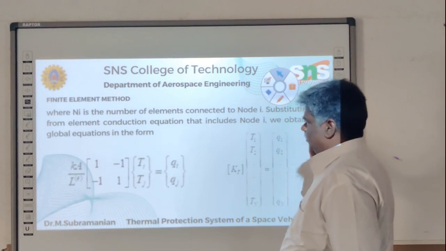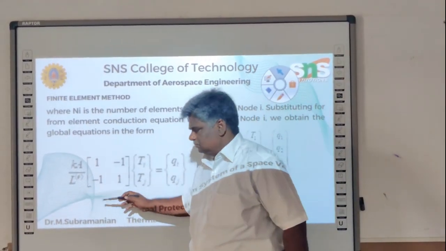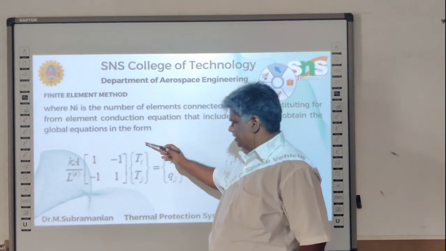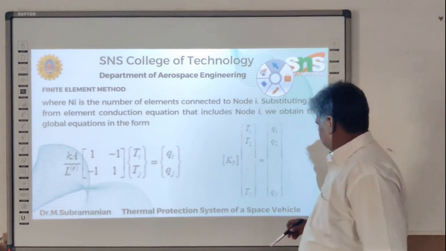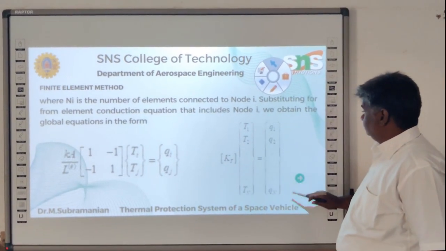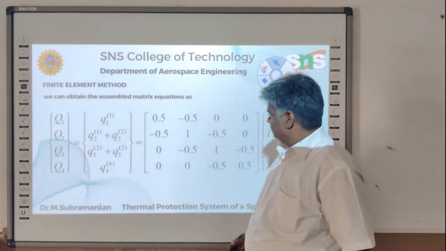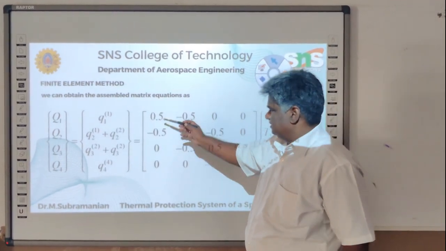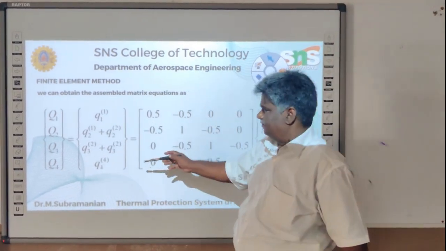Including node 1, we obtain the global equation in the form of the conduction global stiffness matrix, the field variable of temperature distribution, and the thermal load equation. So we obtain the assembled matrix: the stiffness matrix and the thermal load vectors based on the degree of freedom.